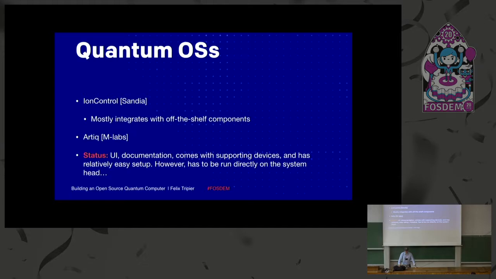So the status of these code bases is that they have a UI, they have documentation, they have supporting devices, they have relatively easy setup, but they're very tightly integrated. So we don't necessarily have the operating system we need for our particular open source quantum computer that has its own trap, has parts from Berkeley, et cetera.